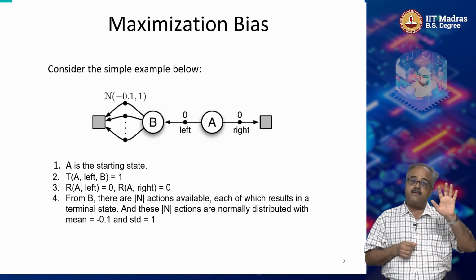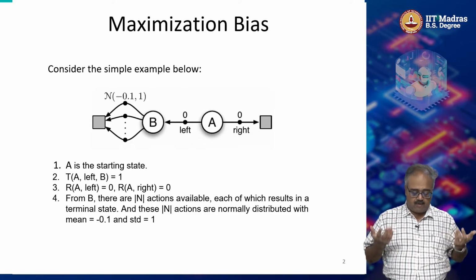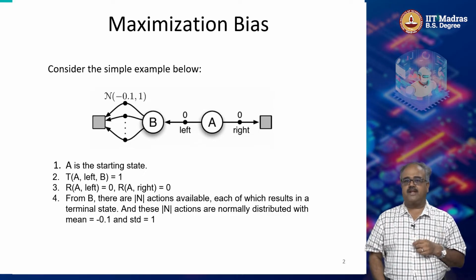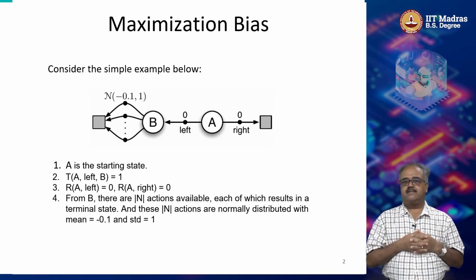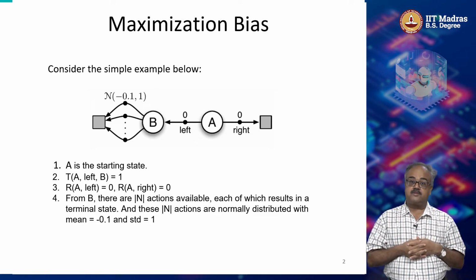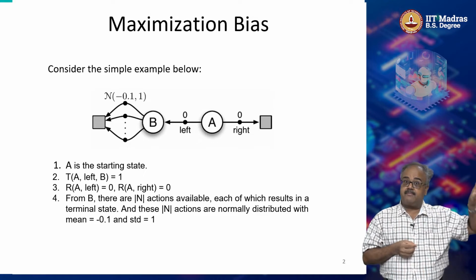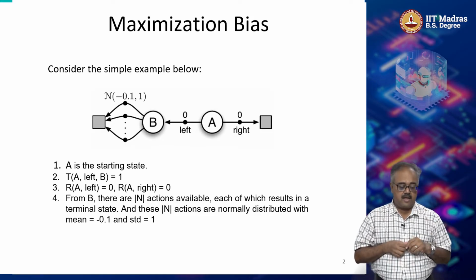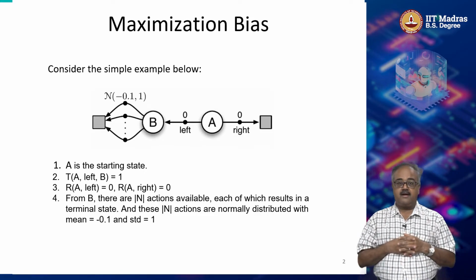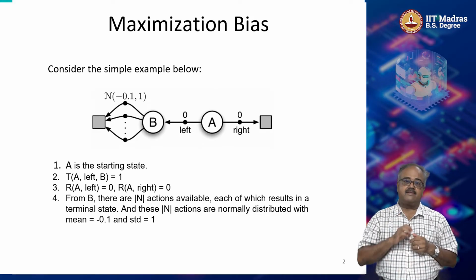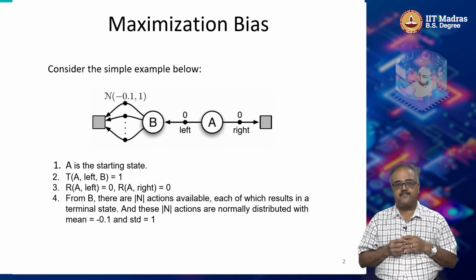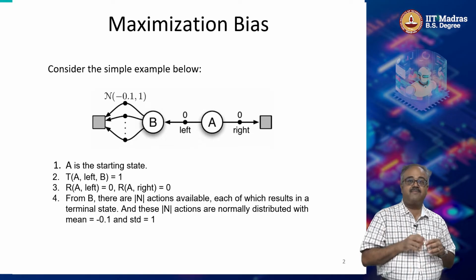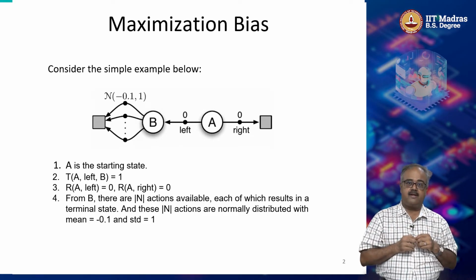Now from B you have the challenge here. From B you have a lot of different actions. Let us say you have some capital N actions, let us say 10,000 actions, just to make it extreme. All of them with probability 1 go to a terminal state, and each of them gets a reward. Now this reward is stochastic. It is sampled from a normal distribution with mean minus 0.1 and variance of 1.